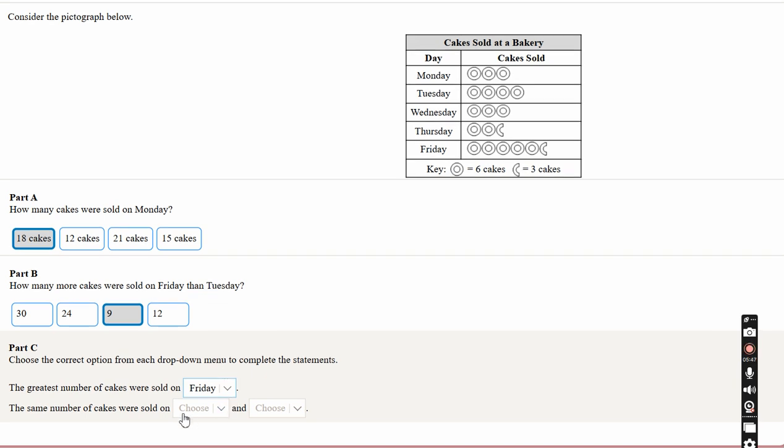The next one, the same number of cakes were sold on which day? Now, which one have the same symbols and the number of symbols? So how many cakes do they have here? 1, 2, 3. How many cakes above? 1, 2, 3.